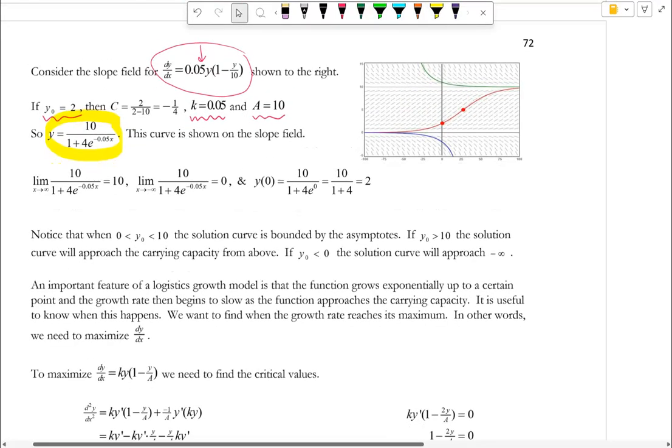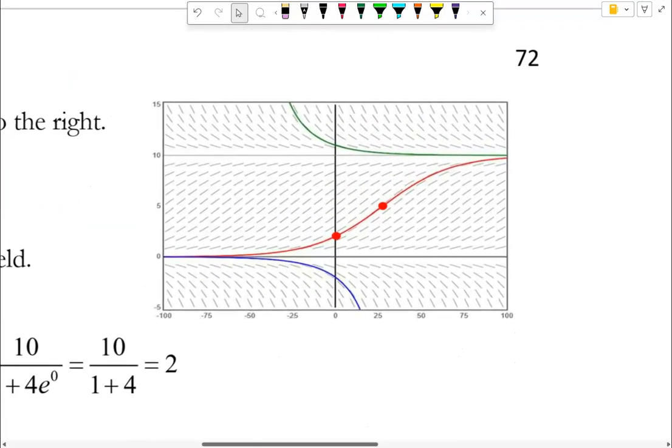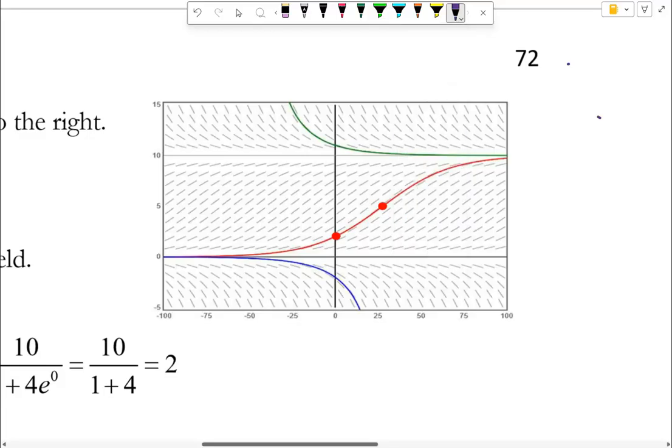And what we want to notice, and I'm going to zoom in on the slope field, is that in the slope field, our carrying capacity happens at 10, meaning that this population can't really grow beyond 10 or can't be sustained beyond 10. So this asymptote right here is at our carrying capacity, which we said is a. And we'll also notice that we have a horizontal asymptote down here at 0.